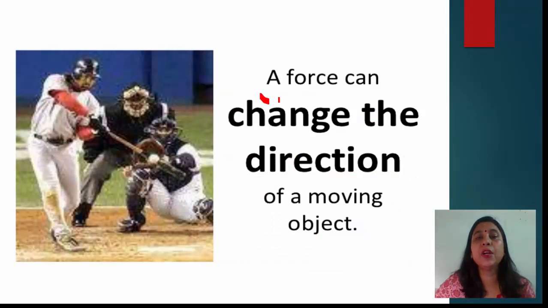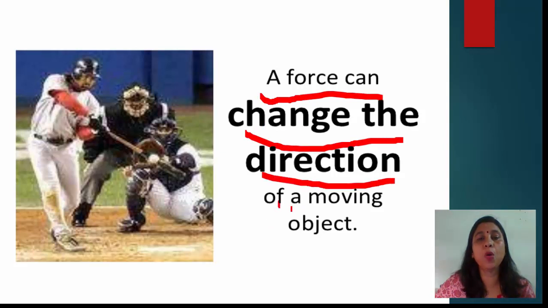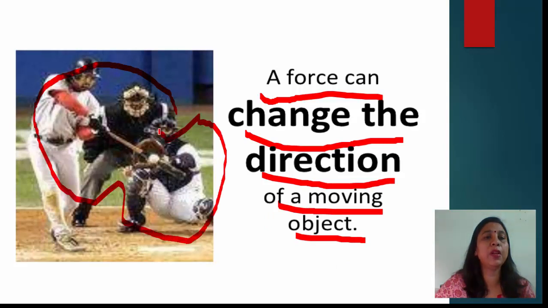Now force can change the direction also of a moving object. As in this slide you can see, this player, they are playing the baseball, and this man is striking the ball with the bat by changing the direction of the ball. As in the case of cricket, when the bowler bowls the ball, what happens? The batsman hits the ball with his bat. That means he is applying force and the direction of the ball changes and the stroke is played.